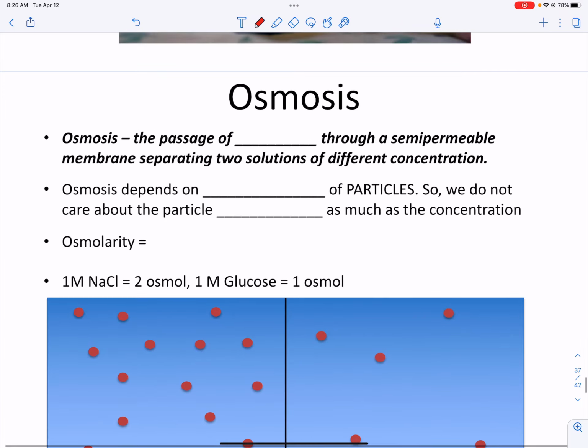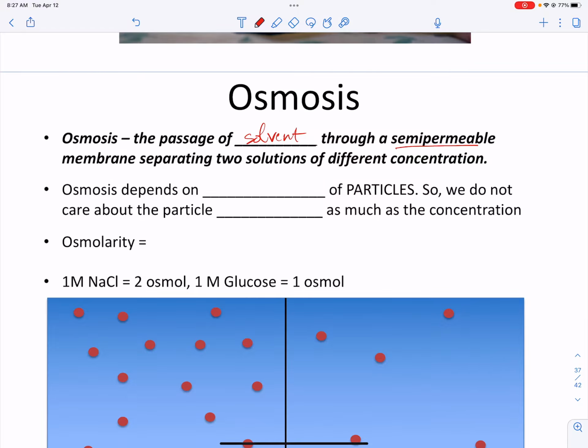So osmosis is the passage of, let's define it, solvent through a semi-permeable membrane separating 2 solutions of different concentrations. That's a lot of big words. What does this mean? So first off, you know what solvent is, right? Because a lot of people get this part confused. They think it's the passage of the solute particles moving. It's kind of weird to think about the particles staying still and the solvent moving. Okay, but that's what osmosis is. It's the passage of solvent through a semi-permeable membrane.